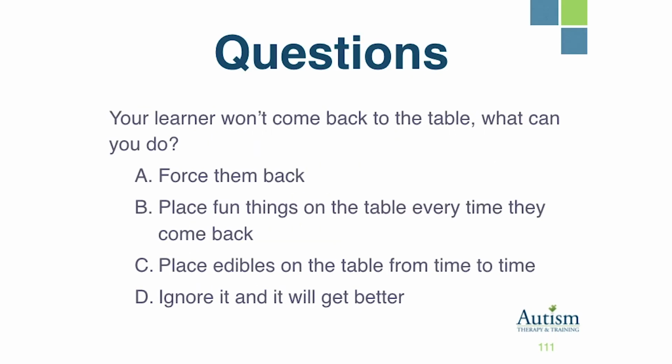Your learner won't come back to the table. What can you do? A, force them back. B, place fun things on the table every time they come back. C, place edibles on the table from time to time. Or D, ignore it and it will get better.